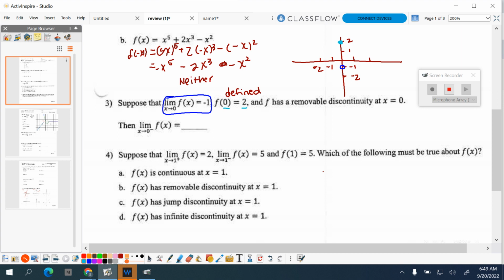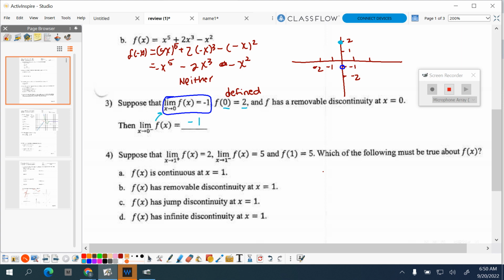And then it says f has a removable discontinuity. A removable discontinuity could be a hole or a filled-in point. We're going to go with the hole at x equals 0. Then the limit as f of x goes to 0 from the left is going to be equal to this.